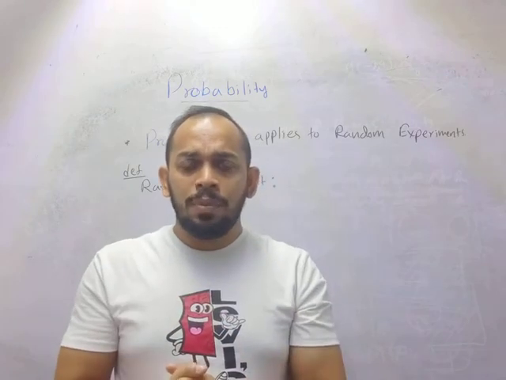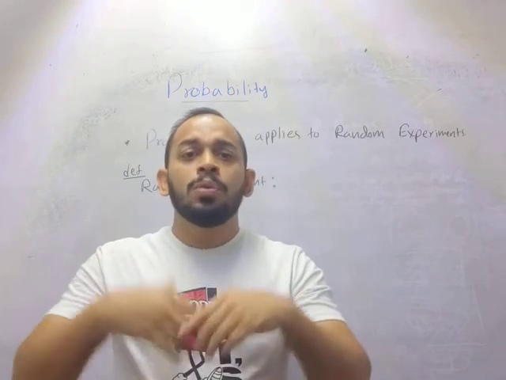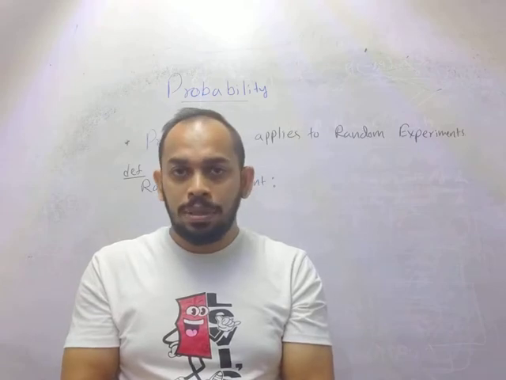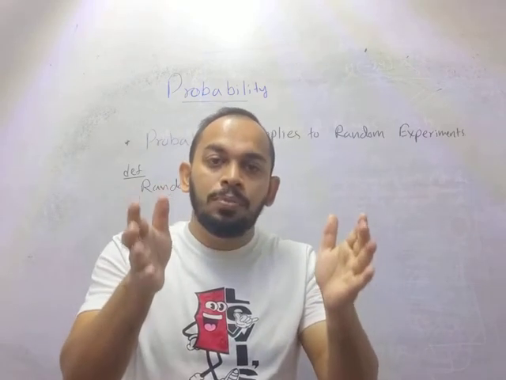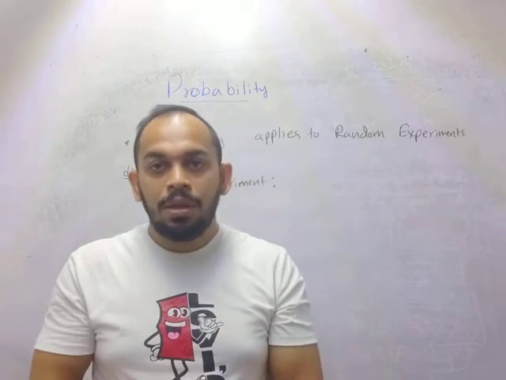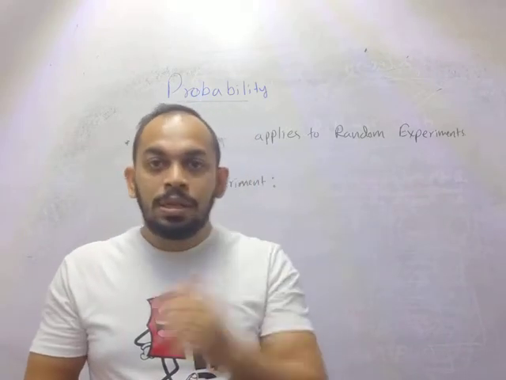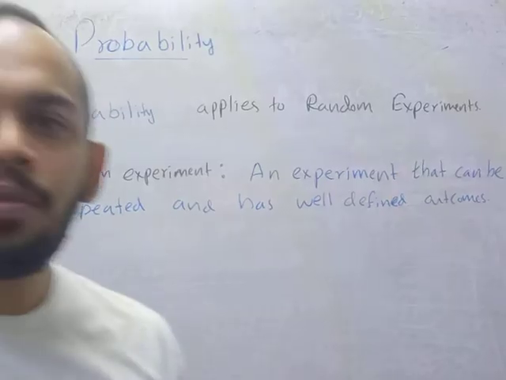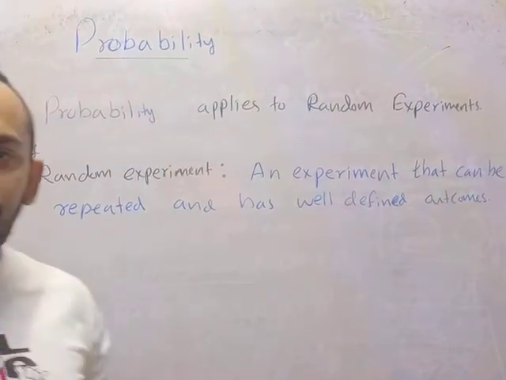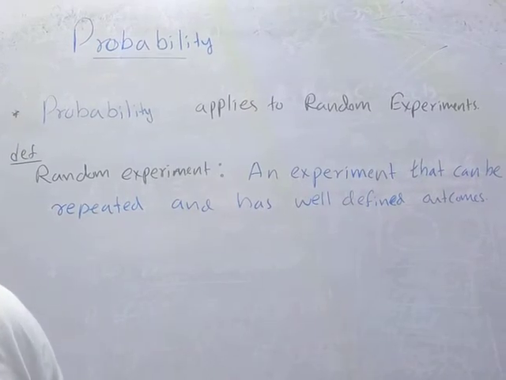So what is randomness? Randomness means you cannot predict things, unpredictability. Randomness has an inherent property of unpredictability. So what are random experiments? Let's see what the definition of a random experiment is.